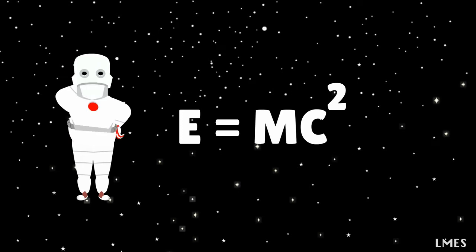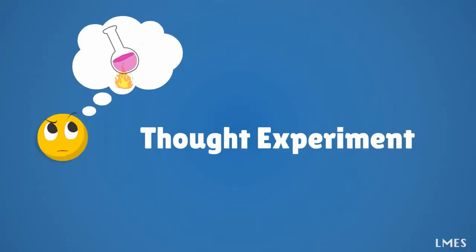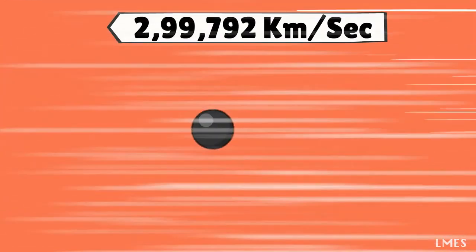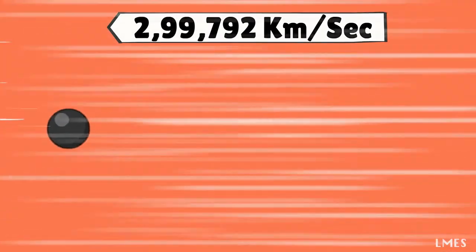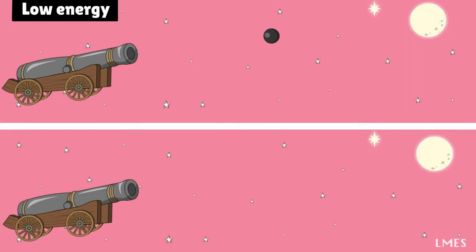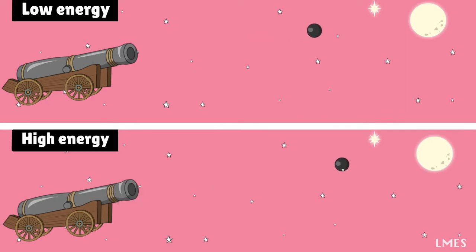To understand this, we need to run a thought experiment. Let's imagine you have a powerful cannon and a metal ball. Your goal is to shoot the ball in such a way that it travels at the speed of light. If you apply less energy to the ball, then it cannot travel at the speed of light. So you need to apply a lot of energy to the ball to achieve the speed of light.